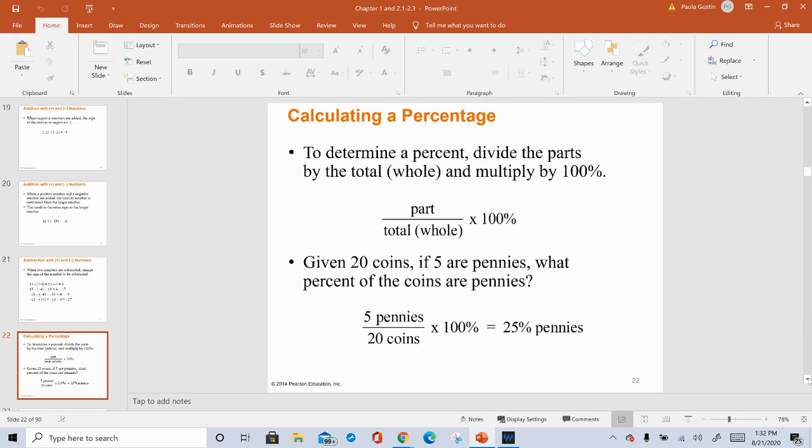Okay, percentages are very important in chemistry. What we're going to see here is that you have a part per whole. So let's say you have 5 pennies out of 20 coins. What percent are pennies? So 5 out of 20 times 100 gives us 25% pennies. In chemistry, we're going to talk a lot about percentages later, so I think this is a really important review.